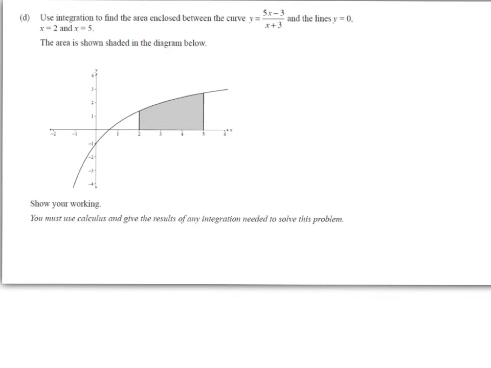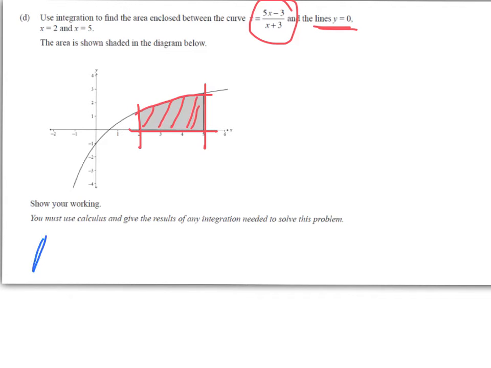Okay, the first question is this. Use integration to find the area enclosed between the curve y equals (5x minus 3) over (x plus 3) and the lines y equals 0, x equals 2 and x equals 5. And there's the curve. The area is shown shaded in the diagram below.